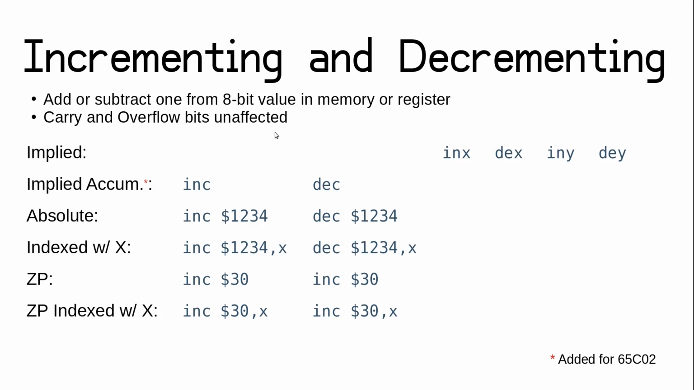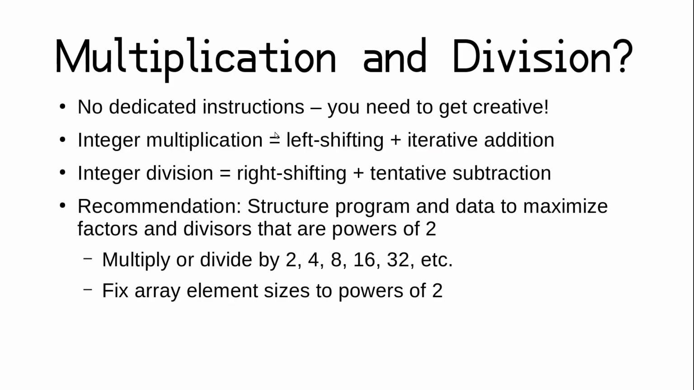You can also see here that the set of addressing modes for INC and DEC is smaller than ADC and SBC, notably the lack of indexing with Y or any indirect modes. So we've seen how integer addition and subtraction work, but what about the rest of arithmetic? Well, there are no instructions specifically for multiplication or division, but that doesn't mean it's impossible.